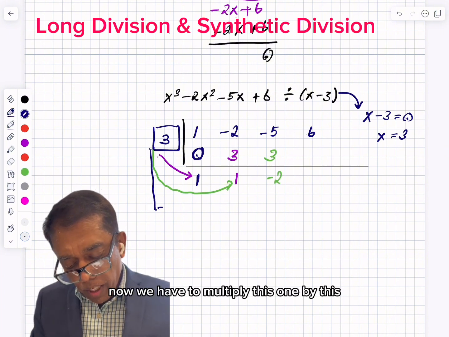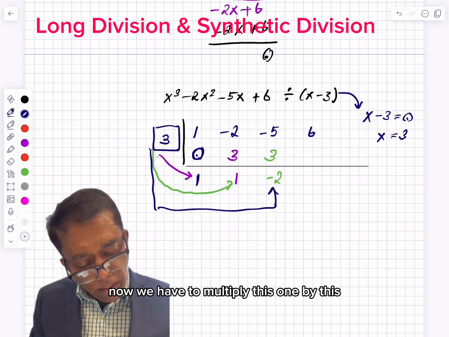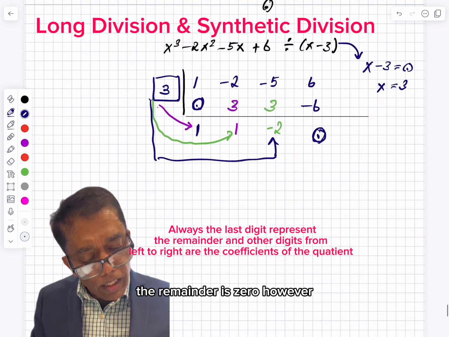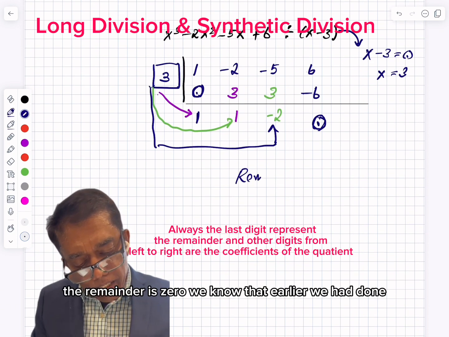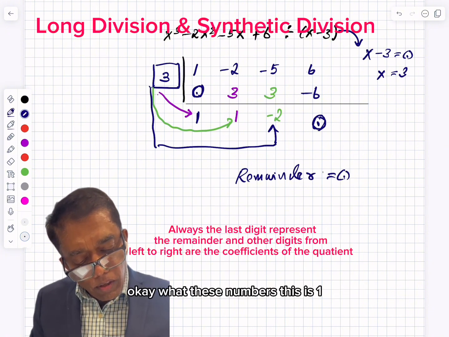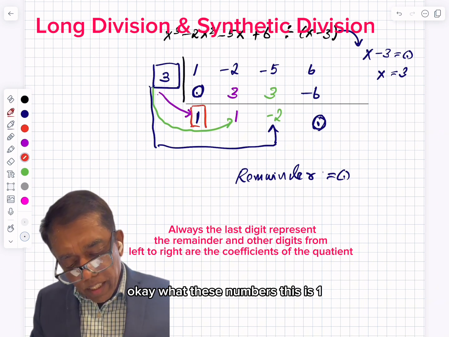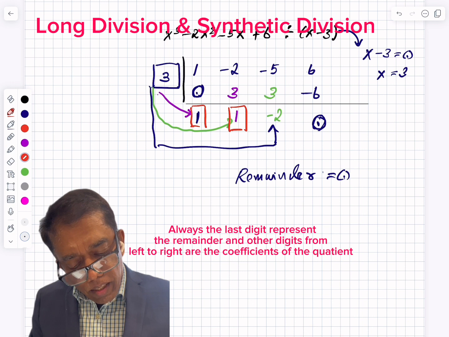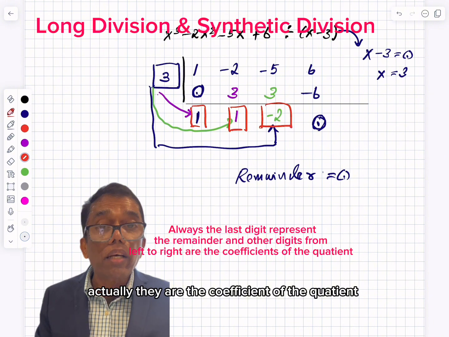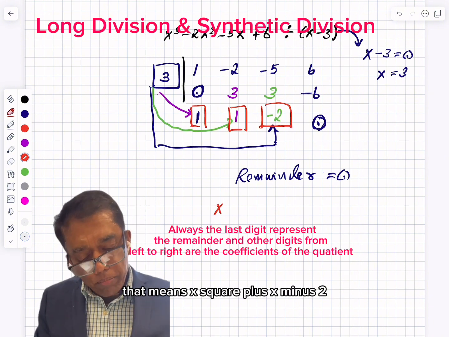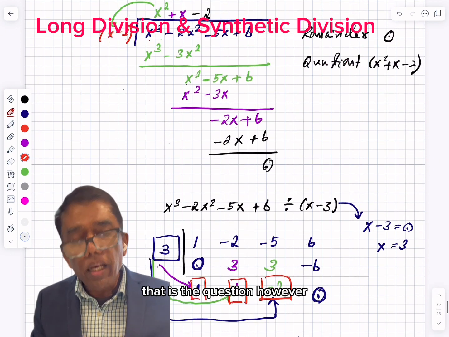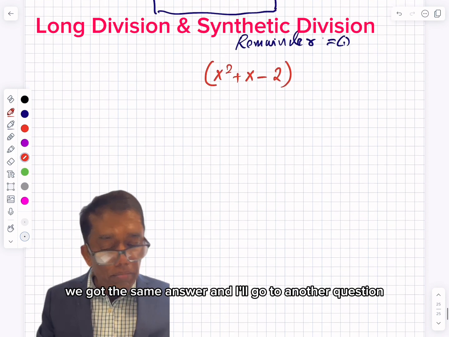Again, now we have to multiply this one by this. 3 times -2 is -6. The remainder is 0. What are these numbers? This is 1, positive 1, and -2. Actually, they are the coefficients of the quotient. That means x^2 + x - 2 is the quotient, and we got the same answer as earlier.